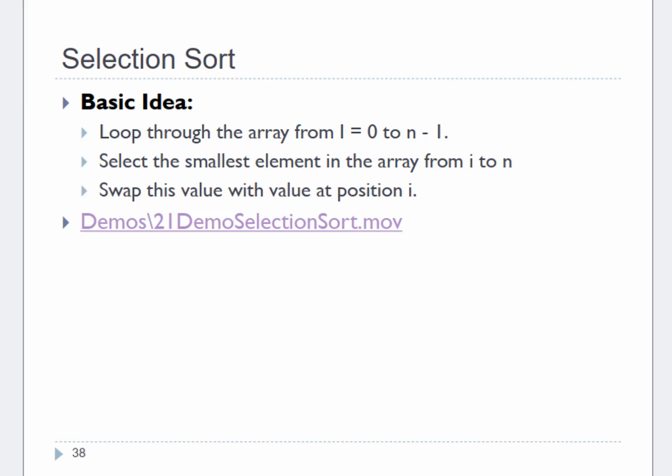Selection sort basic idea. Loop through the array from i equals 0 to n-1. Select the smallest element in the array from i to n. Swap this value with the value at position i.